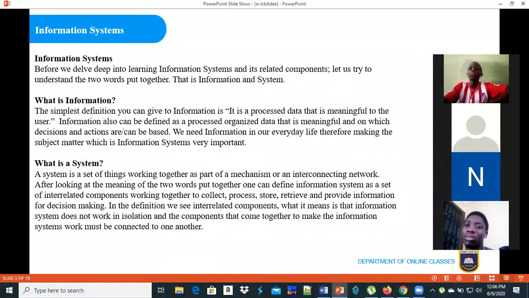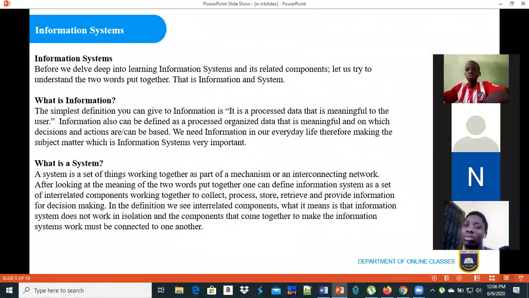Mind you, you can only retrieve data that has been what? Stored or saved. So after storing or saving this data, you retrieve. Immediately you retrieve, you provide what? Information. And then every information provided has to be decided on.